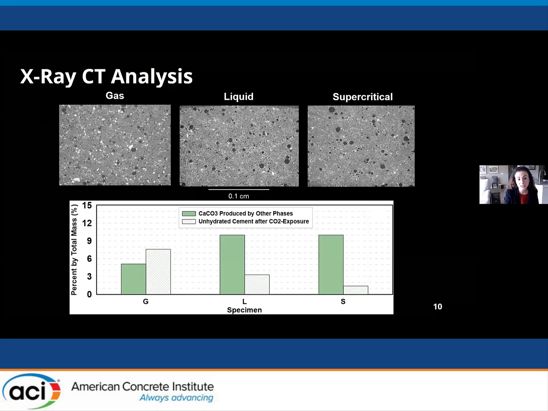And so using CT analysis, I was able to extract that volume and then convert it to a mass just using the density of the different materials. And that's what I'm plotting here on the bottom in the striped columns, is the unhydrated cement after CO2 exposure in each of these samples. And then I've also plotted the calcium carbonate produced from other phases from the previous plot on the previous slide. And so this is just further emphasizing that phases other than calcium hydroxide are contributing to carbonate formation under these various conditions.